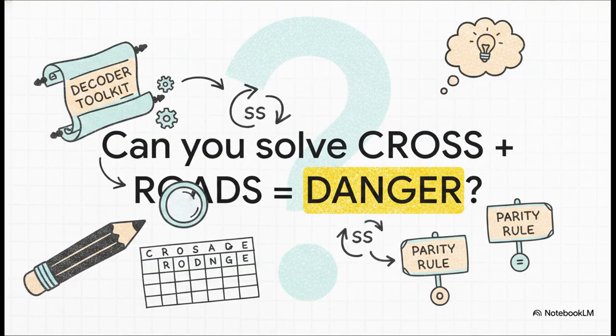So, armed with your brand new decoder toolkit, are you ready to take out a pencil and conquer this final puzzle? Take a look at CROSS plus ROADS equals DANGER. Where do you even start? Well, look for the newly created leading digit. Think about those double S's in the units column. Apply the parity rules. You actually have the skills now to decode this. Grab some paper, set up your constraint table, and see if you can crack the code.